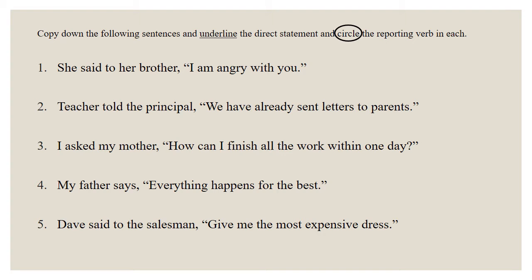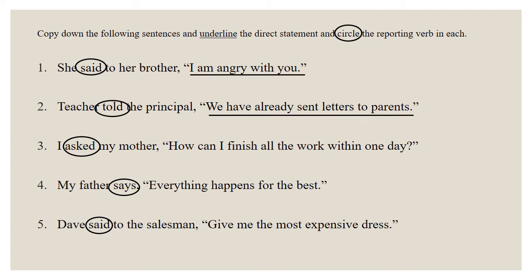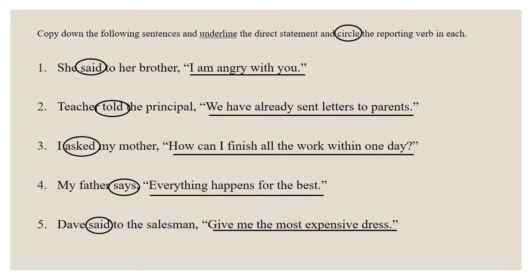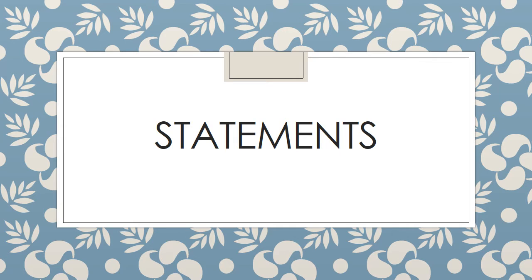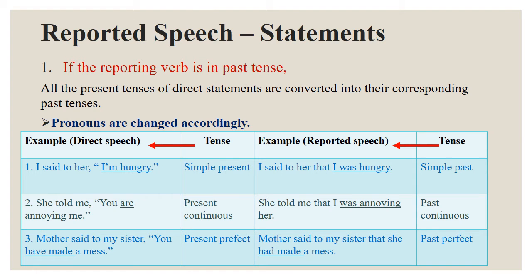Now I will show you the reporting verbs. These are the reporting verbs in each sentence, and these are the direct statements in all the sentences. Okay, so now we have an idea about direct statements and reporting verbs. Statements: there are three rules to convert from direct speech to indirect speech or reported speech.